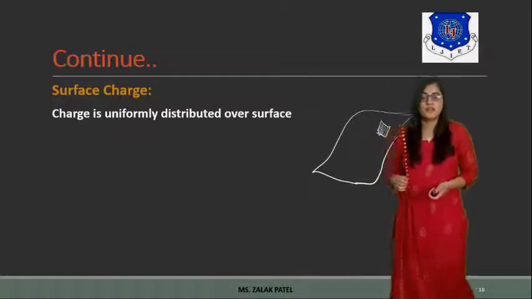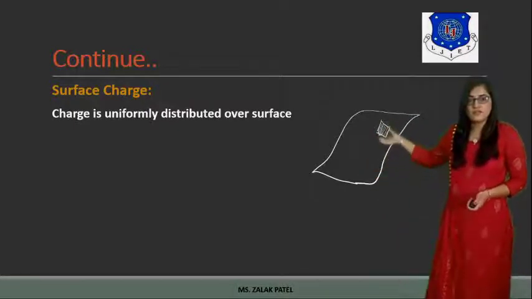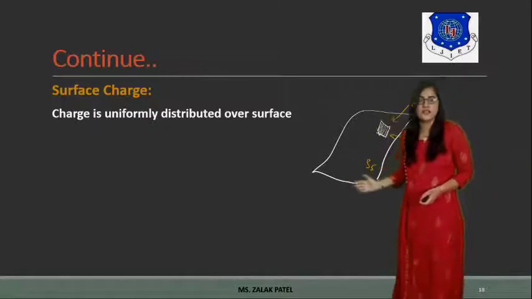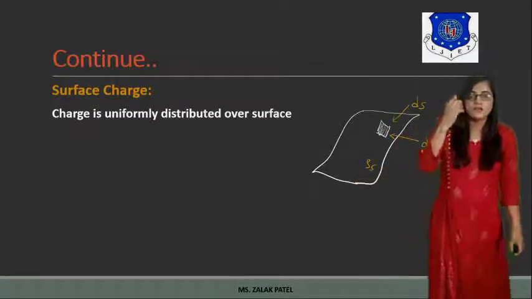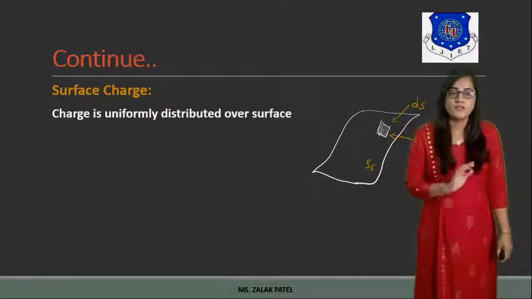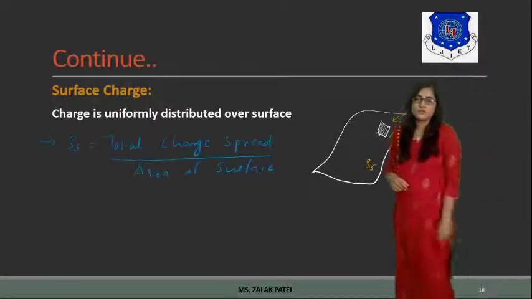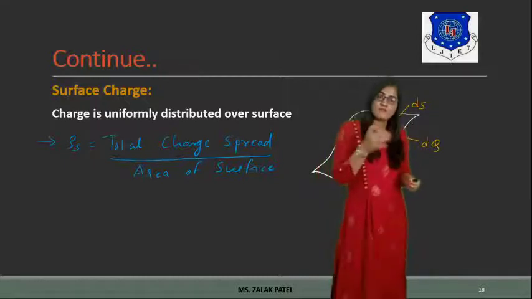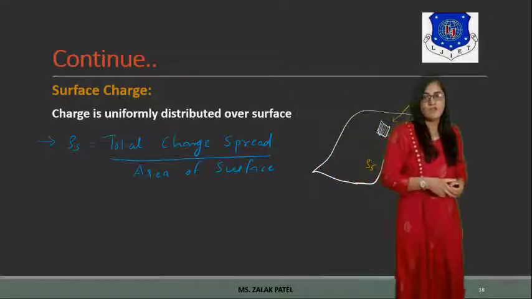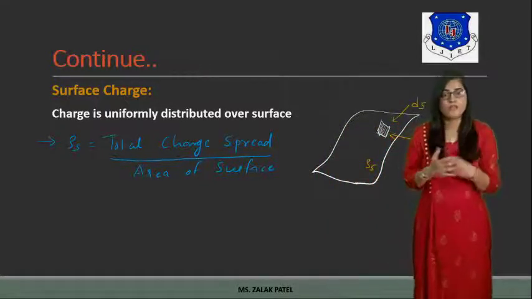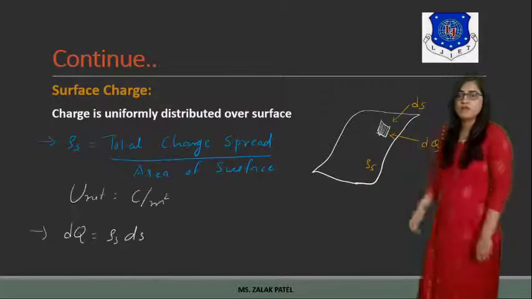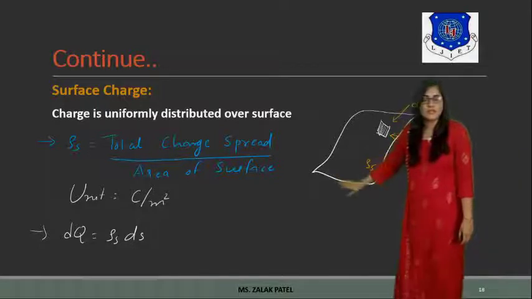In the same way, if we want to find the surface charge, meaning charge is uniformly distributed over a surface like this. Here this is a surface and we have done a small partition of the surface like ds1, ds2, up to dsn. Here the surface charge density is given by rho s. In short, rho s is the total charge spread over the surface divided by the area of the surface, meaning charge q divided by area in meter square. So the unit of rho s is coulomb per meter square.